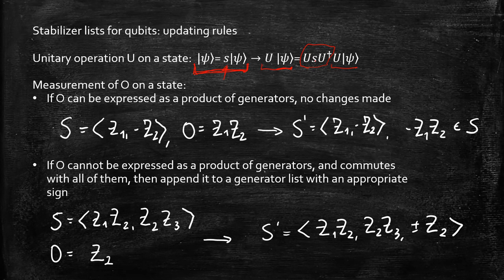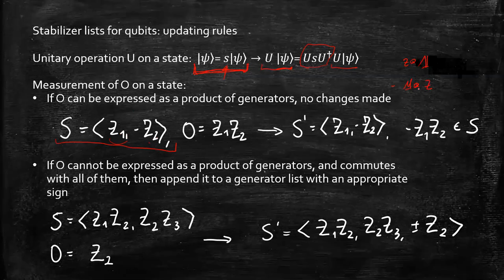There are three cases. The first case is that you have a state stabilized by these two, and by Z1, I mean the Z operator that acts on the first qubit. So for example, Z1 is this one, Z times identity, and minus Z2 is the operator that acts on the second qubit, so it's minus one times Z.